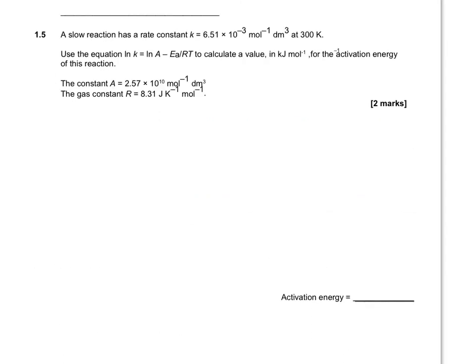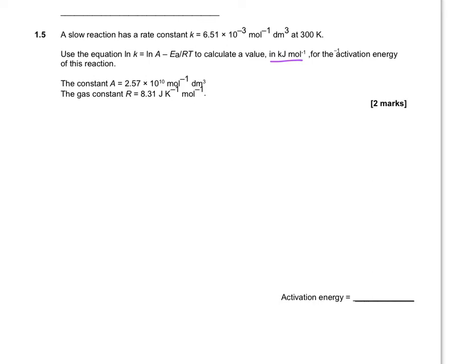A slow reaction has the rate constant K equals 6.51 times 10 to the minus 3 moles to the minus 1 decimeters cubed at 300 Kelvin. Use the equation to calculate a value in kilojoules per mole, so that's going to be important. We need to make sure we've got the right units at the end, for the activation energy of this reaction. We've got the constant A and we've got the gas constant there as well.